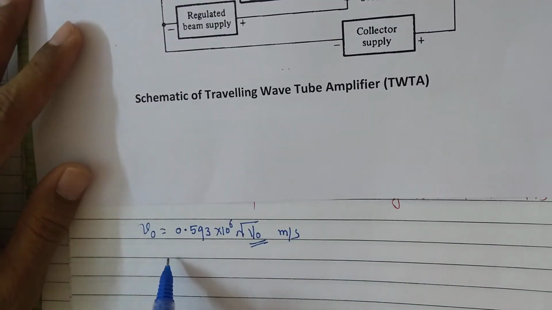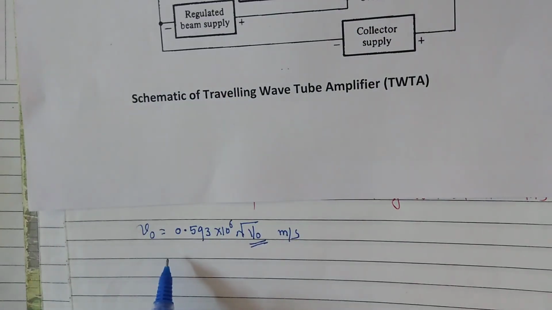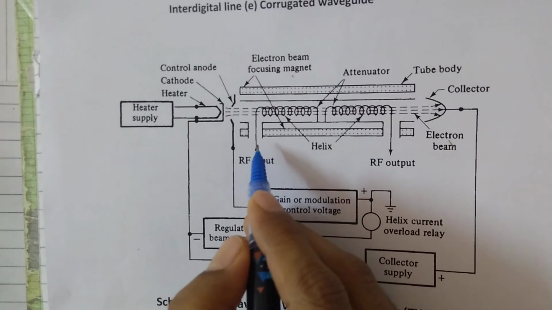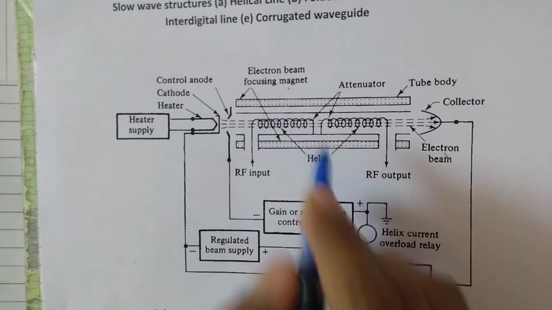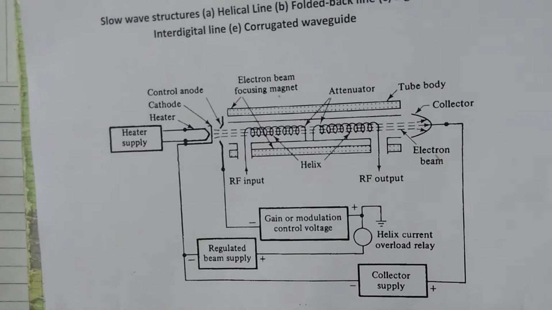So that is the reason why we adjust the DC beam voltage in such a way that the electron beam velocity is slightly greater than the axial component of the field on the slow wave structure or in the tube. So that is the first starting point.